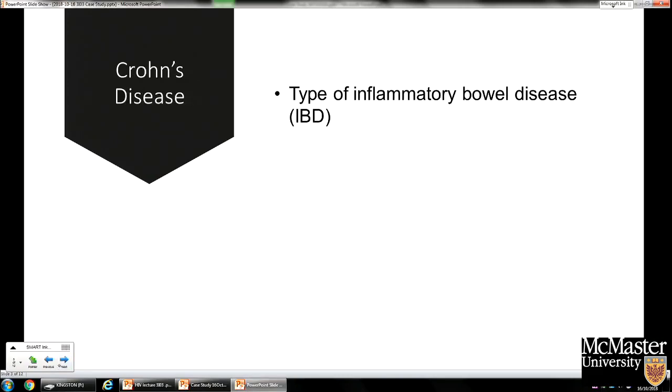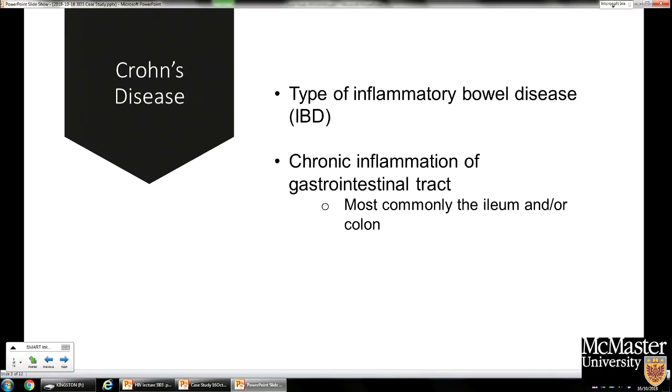So a little on the background of Crohn's. It is a type of inflammatory bowel disease. It also falls under the umbrella with ulcerative colitis. What happens is individuals will experience chronic inflammation of the gastrointestinal tract, and this most commonly occurs at the terminal ileum and or the colon. However, the inflammation can be anywhere along the gastrointestinal tract.